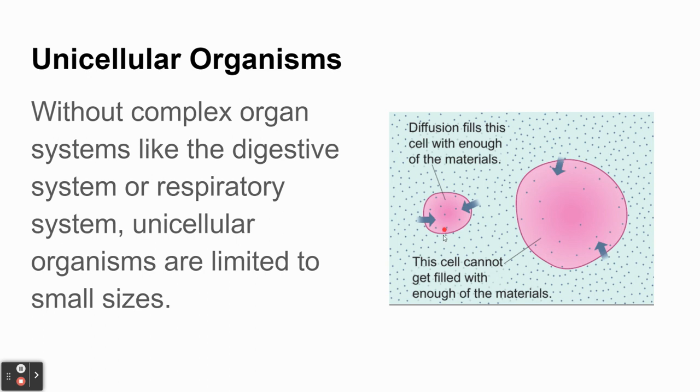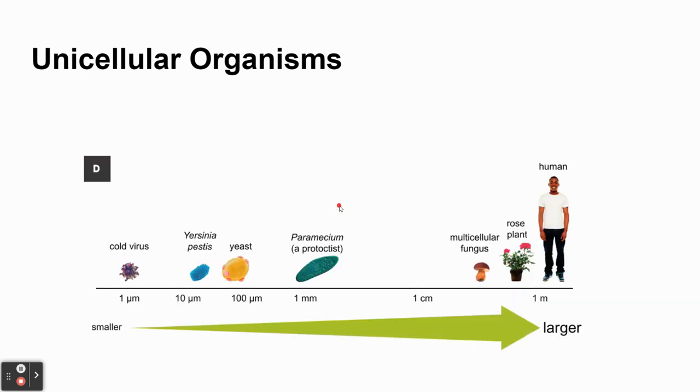Now, this does limit how big unicellular organisms can be. If they're too big, all the things the organism needs, like oxygen and sugars, can't get to the middle of the cell. So this cell would be too big to be a unicellular organism, whereas this one would be an okay size to be a unicellular organism.